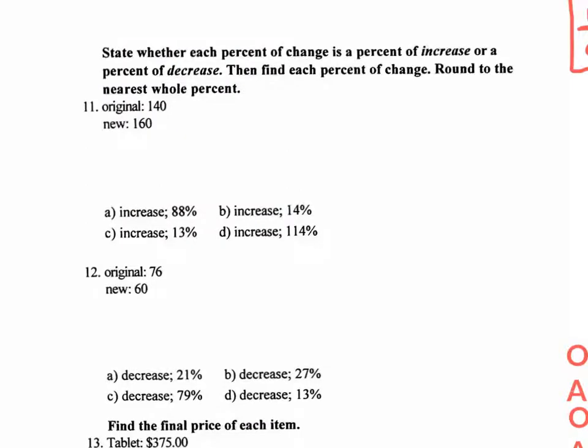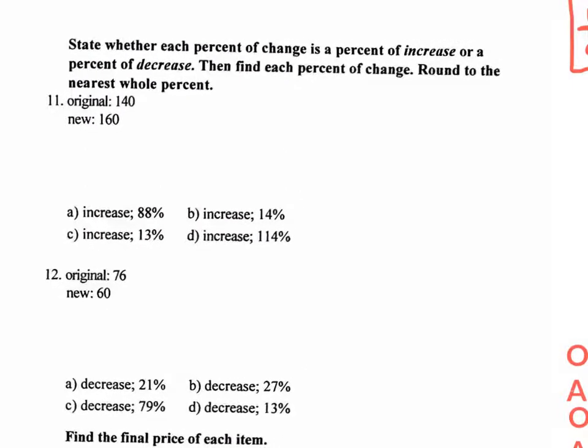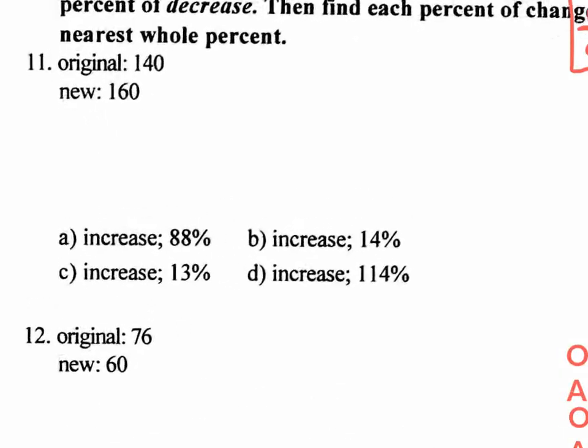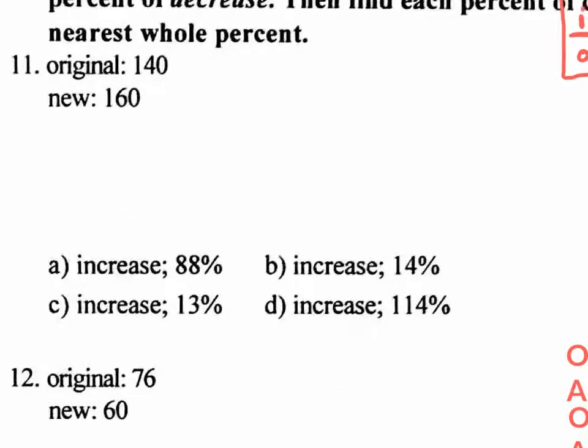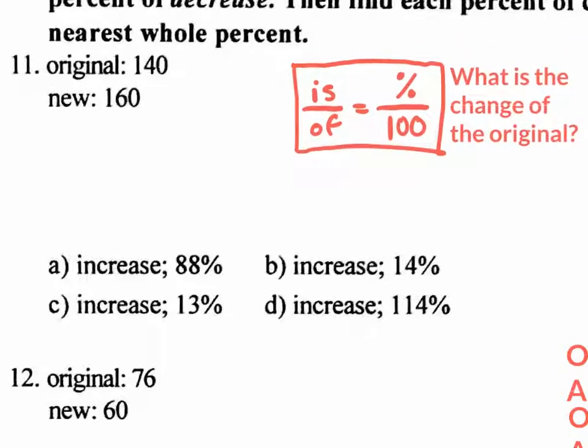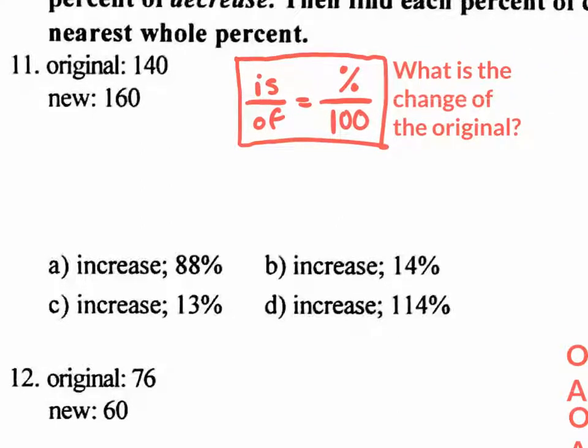So a lot of people get confused on number 11 and 12 because they give you an original amount and they give you a new amount. And you got to pay attention to the instructions. It says to find the percent of change and round to the nearest whole percent. This was from chapter 2, and a lot of people messed up on this. What do we need for number 11 right here, where we have an original value and a new value? We need to know the proportion is over of equals percent over 100. We need to know that.